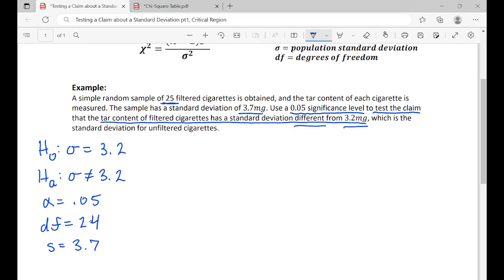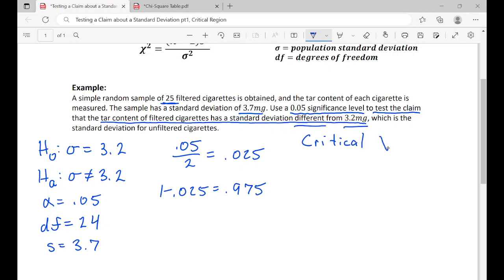So what we need is to find the critical value. Since this is a two-tailed test because it is not equal to in the alternative, we're going to have two critical values. We take our alpha value, 0.05, and divide it by 2 because it is a two-tailed test, and we get 0.025. But since it's two-tailed, we have to find the other side as well. So we do 1 minus 0.025, and we get 0.975. From these two, we're going to find our critical values.